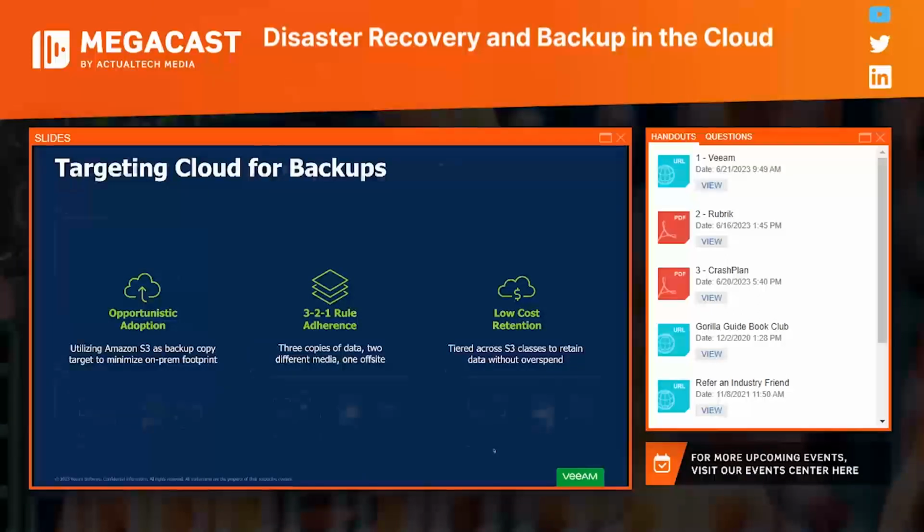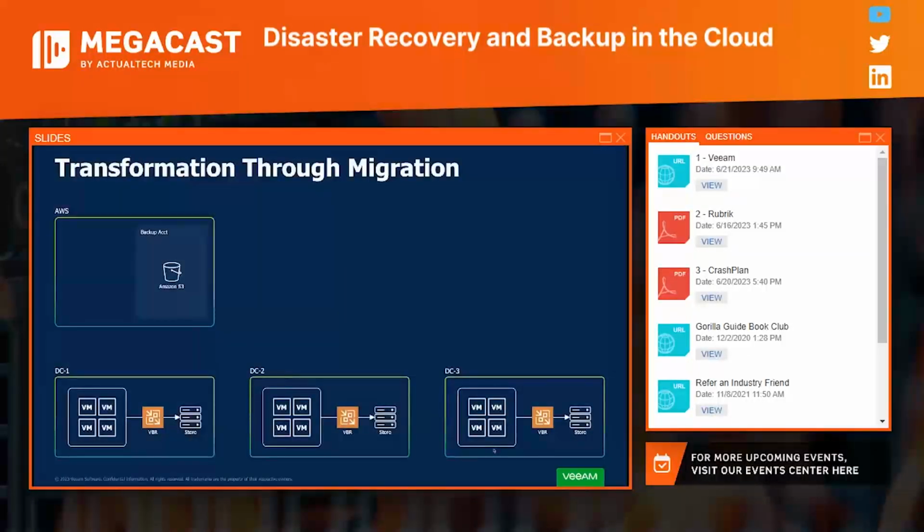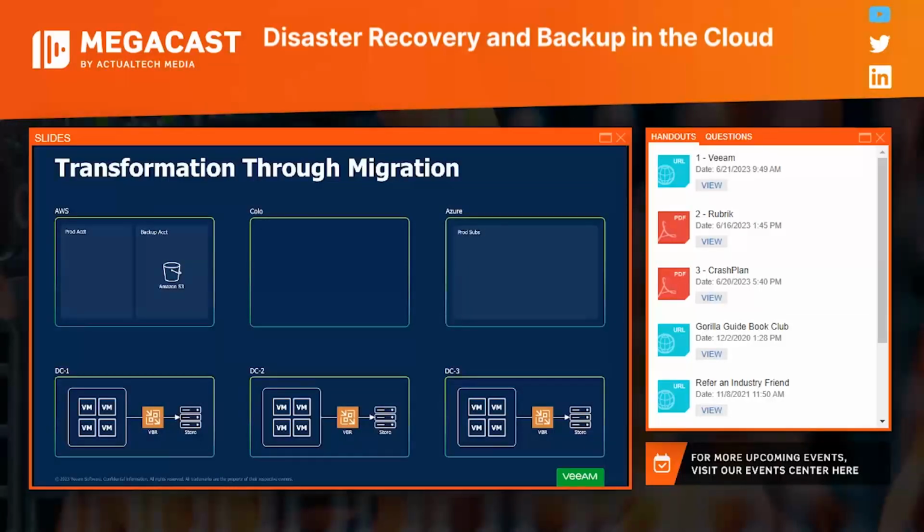The next part of their journey was really, okay, how can we start to get out of the data center business and more into the cloud? So they chose to first grow within AWS, and they spun up a production account within AWS, and we'll get into the difference between a production and a backup account in a second. They also opted for a colo data center and then also Azure with their production subscription there, and then used the very same tool that they've been using for backup and recovery to start to migrate their data centers to the cloud.